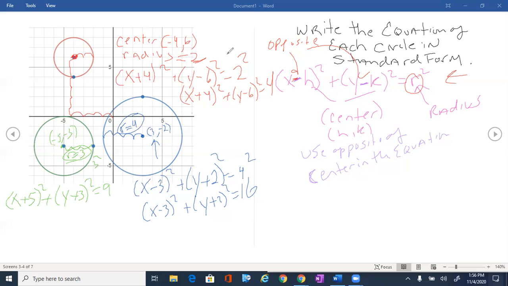You should be able to plug every one of these answers into Desmos, and you would see the formation of all 3 of these graphs. That's how you write the equation of a circle using the center and radius of a circle.